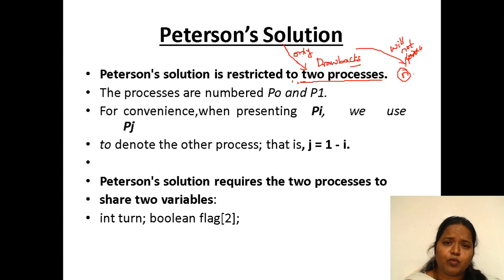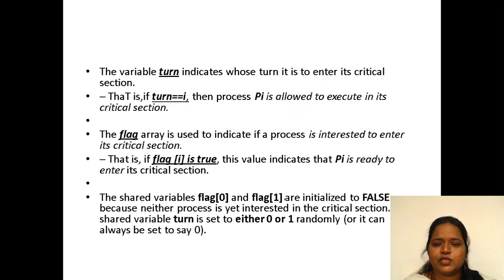Here, what is his solution? The processes are numbered P0 and P1. He has taken two processes, P0 and P1. For convenience, when presenting Pi, we use Pj to denote the other process, that is, j equals 1 minus i. Peterson has used two shared variables, turn and flag. Turn is one variable and flag is one variable. The variable turn indicates whose turn it is to enter into the critical section.